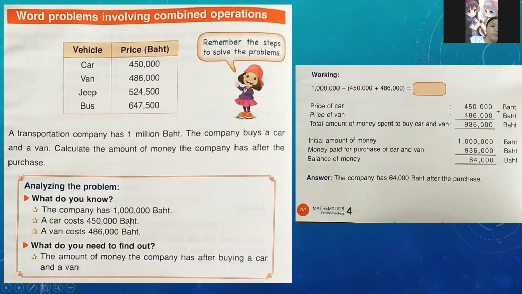So let's take, for example, the table about vehicles and their prices: car, van, jeep, and a bus. A transportation company has 1 million baht. The company buys a car and a van. Calculate the amount of money the company has after the purchase.